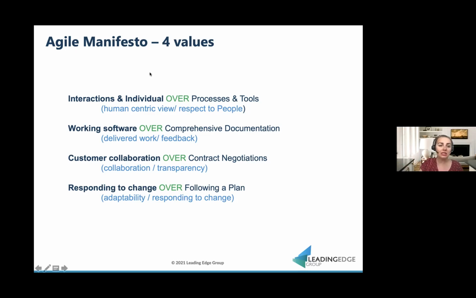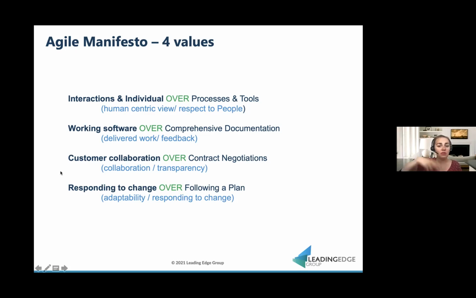So it basically talks about human-centric view and respect for people. So interaction and individuals over processes and tools. So yes, of course, we need some tools and processes, but human interactions are much more important if we want to be successful. Delivering work and getting feedback from that work is more valuable than having comprehensive documentation. So of course we have to document what we are doing, but we document to the level that's useful, but having something done and tangible is much more important. And this is about this incremental delivery.